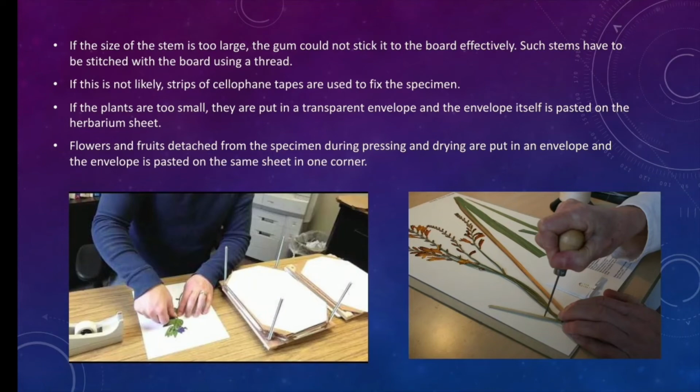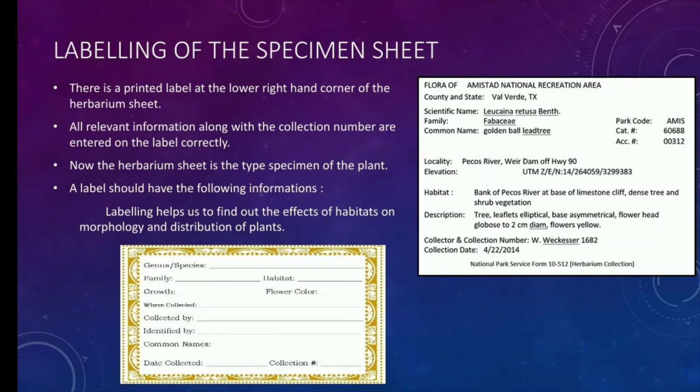The next step in the method of plant collection is labeling of the specimen. There is a printed label at the lower right corner of a herbarium sheet. All relevant information and the collection number are entered in that label correctly. Now the herbarium sheet is the type specimen of the plant. There is some information that should be followed in the label. Labeling helps us to find out the effects of the habitat on the morphology and distribution of plants.